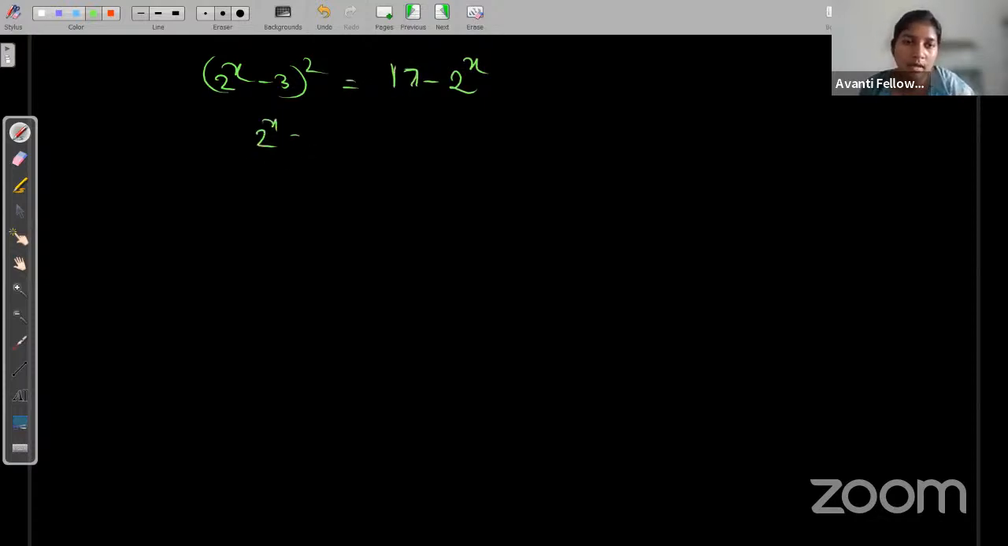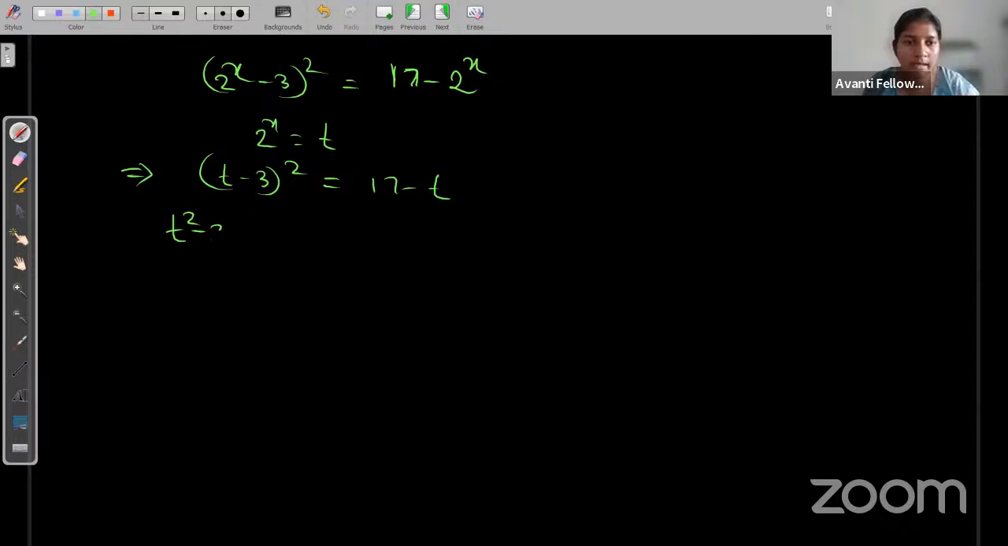Now just replace 2 raised to x is equal to t. We will get t minus 3 whole square is equal to 17 minus t, right? This is the same a minus b whole square form. What we have to do here? I want the value of t now. How can I find it? If I shift all these terms to the other side and open this bracket, I will end up with a quadratic equation, right? So when I get a quadratic equation, I can factorize it and get the value of t, right?